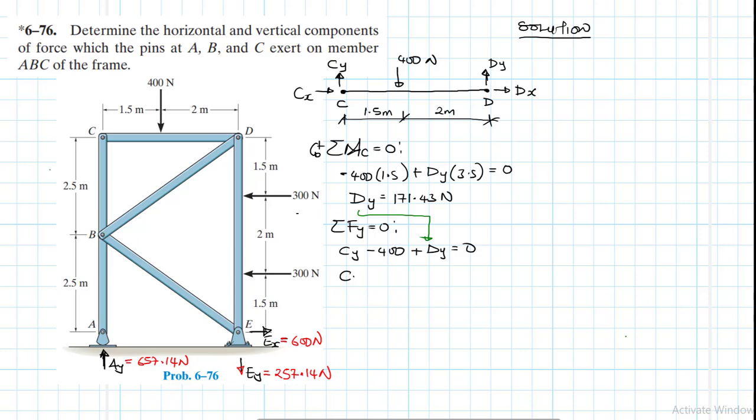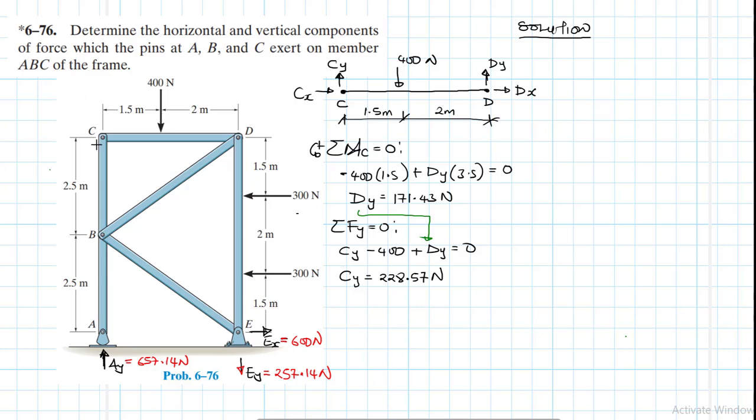Our cy, what do we get? Our cy is going to be equal to 171 is dy, then minus 400, we get cy is equal to 228.57 newtons. All right, so this is interesting.